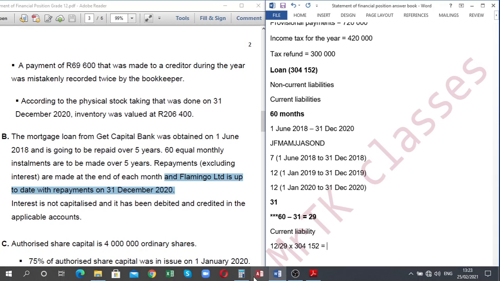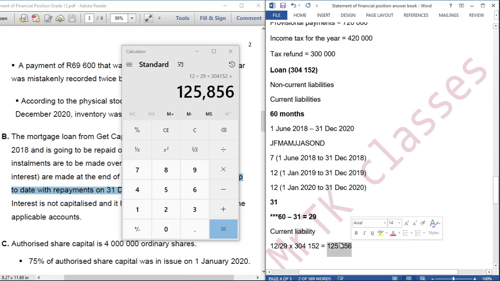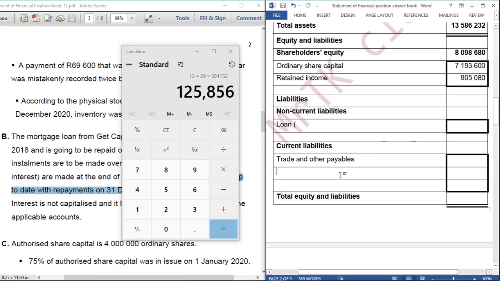304,152. So what do we get there? 12 over 29 multiply by 304,152. We are going to get 125,856. This is what is going to be paid back in the next 12 months. Let us come here and say current portion of loan.